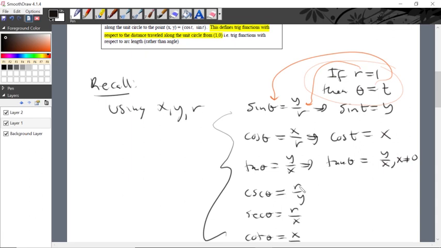If we replace r with 1 and theta with t, then we get... let me go back here a second. The tangent of t is equal to y over x. We've just changed the variable.